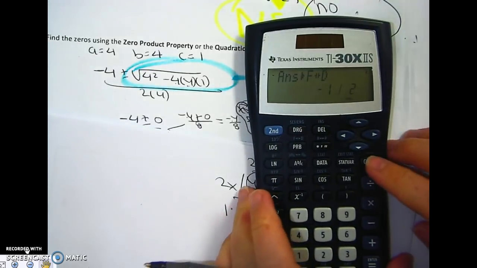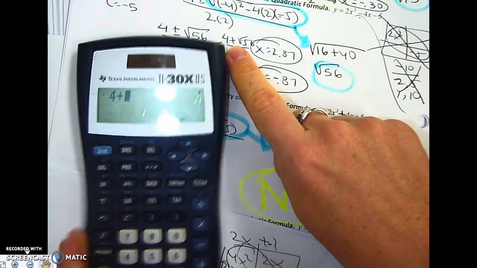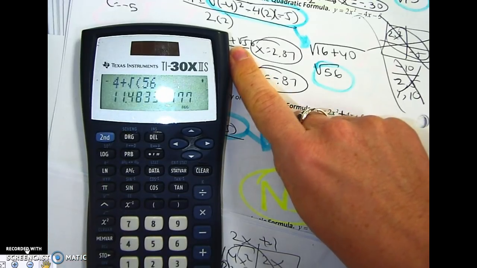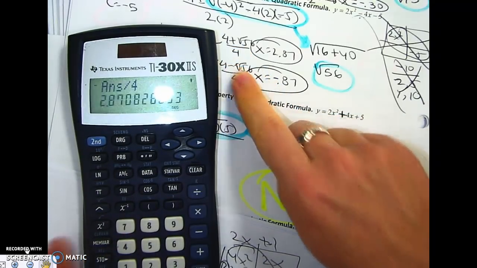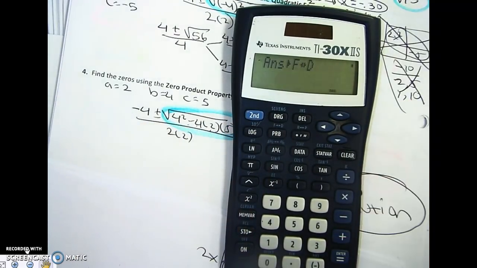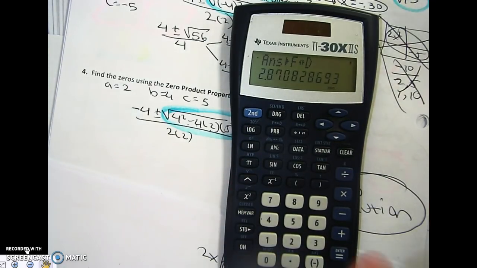So let's look at the one above. If I went 4 plus square root of 56, and I divide it by 4, and I get a decimal, if I try to second PRB it, it doesn't turn it into a fraction. So always check and see.